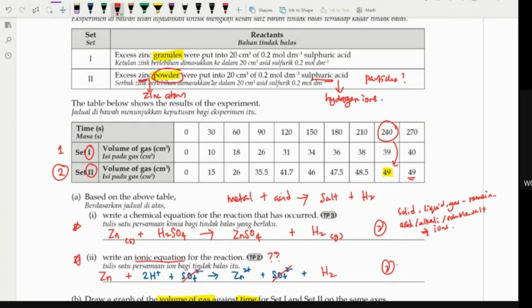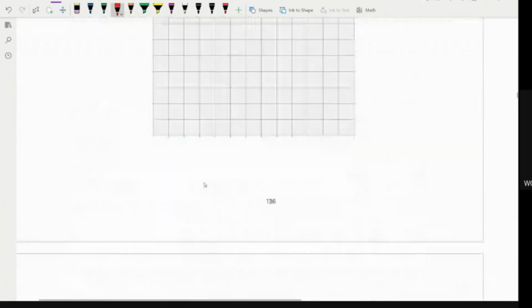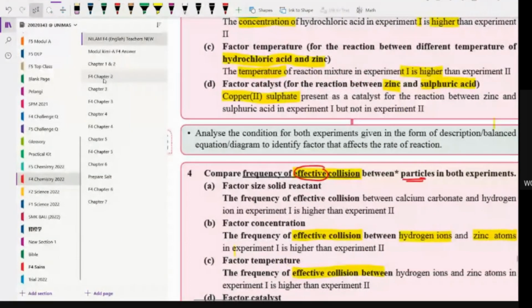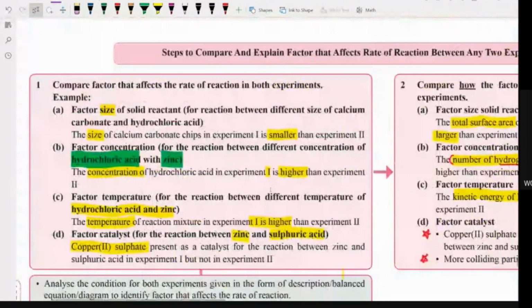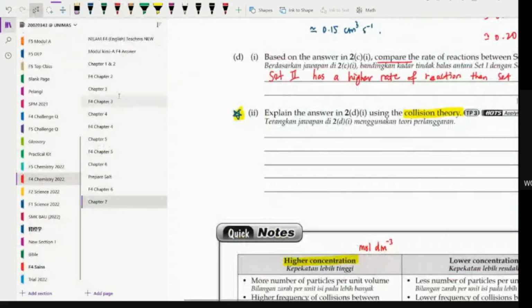Okay, to answer this question, experiment set 2. So how to answer this question? We use this one, you can also refer to here. So we use all the points here, but not the calcium carbonate, you change to zinc. I show you one example.